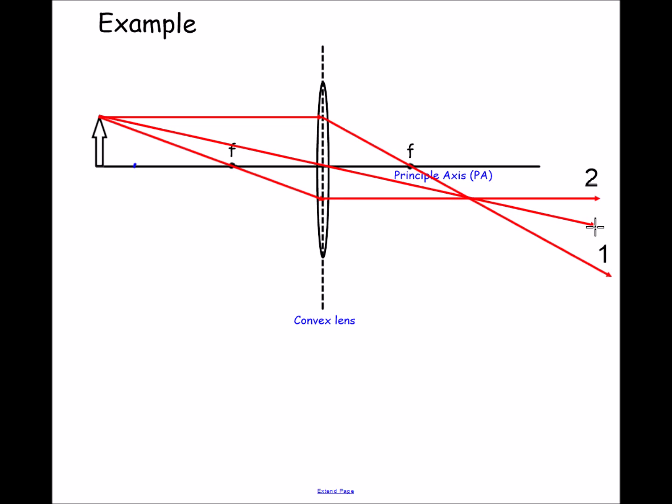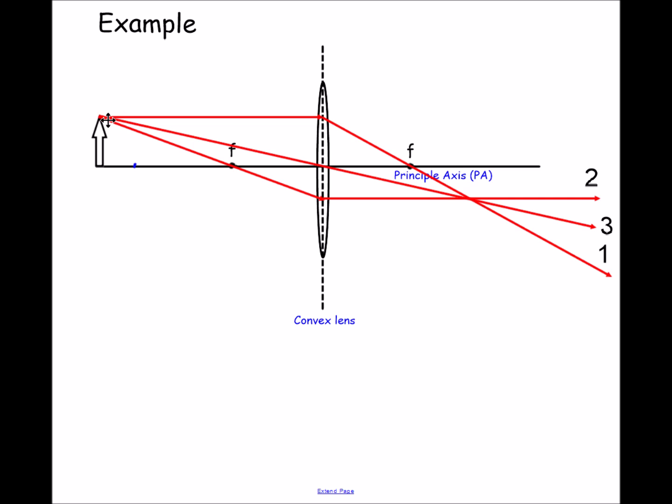Well, you can see that if I continue that ray along in the right direction, it ends up intersecting with the other 2 rays in pretty much the exact same place. Okay, so that ray is ray 3, according to the rules on the previous page.